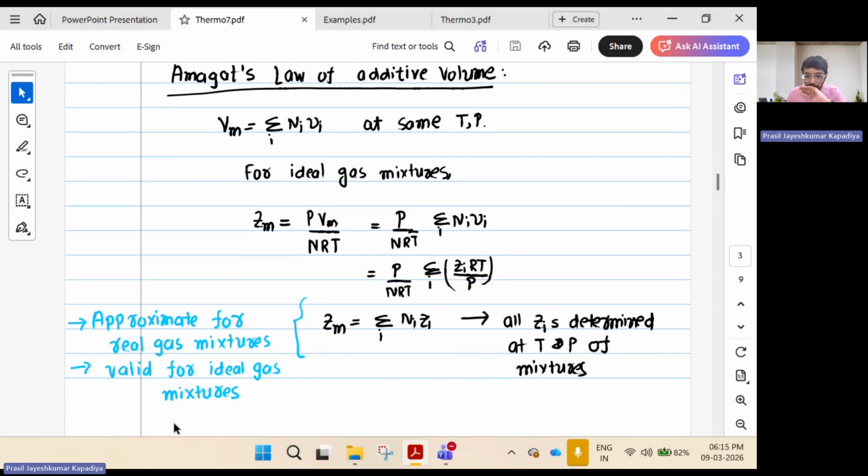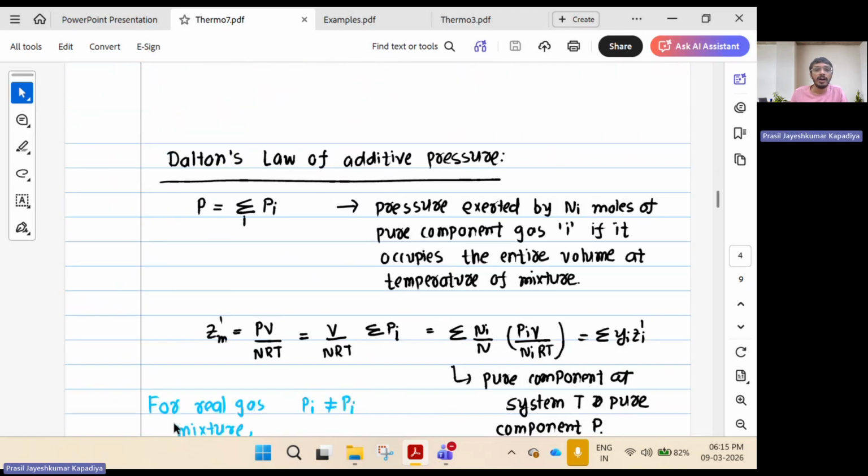Similarly, we have Dalton's law of additive pressure. It is also similar. It says that P is the summation of the individual partial pressures Pi. It says that the pressure exerted by Ni moles of pure component gas i, if it occupied the entire volume at the temperature of the mixture. So if we add those particular pressures, we get the mixture pressure.